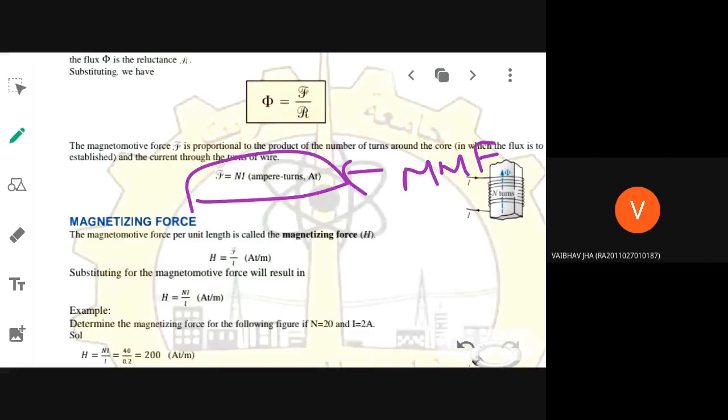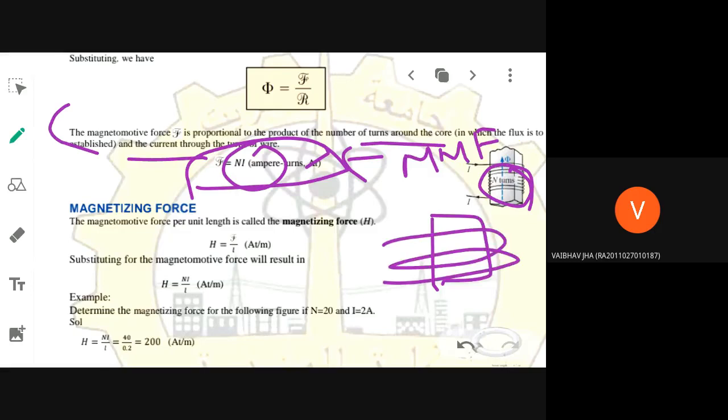Given by what formula? Magnetomotive force, it is defined by what? The product of the number of turns around the core and the current. Let the number of turns be N, like shown in this diagram. This is a magnetic material around which a coil of N turns is wound, and you are passing current I through that coil in order to set up that magnetic field. So magnetomotive force is given by the product between the number of turns and the current.